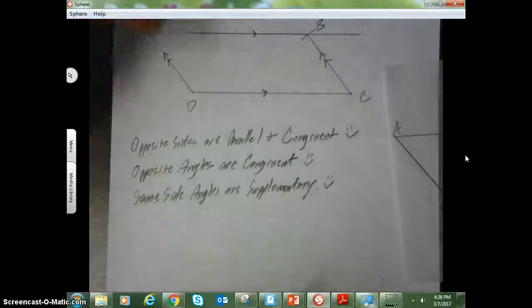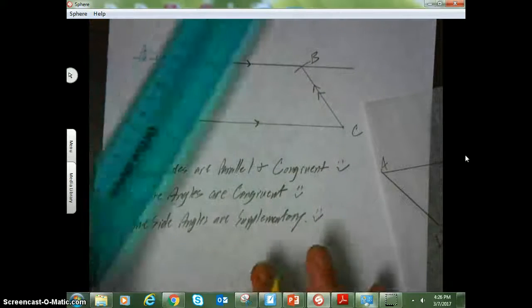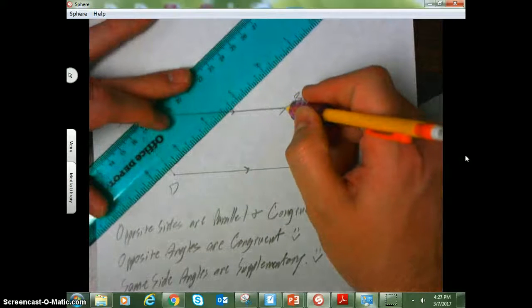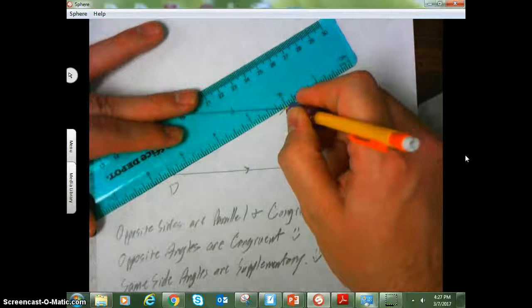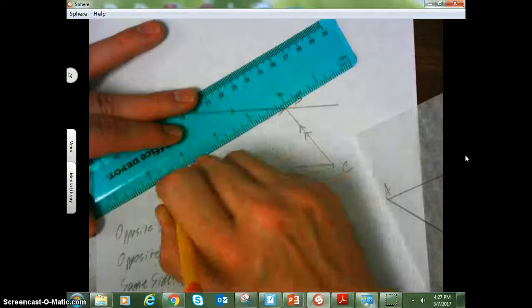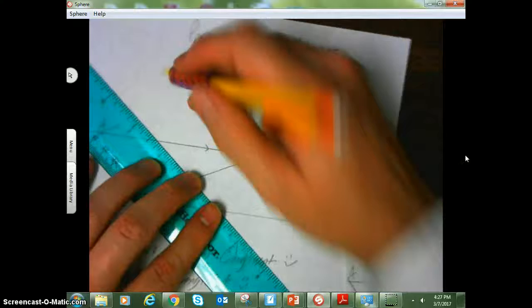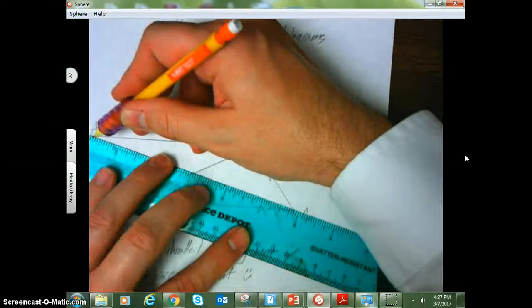Now there's one final thing that we're going to look at here, and this is going to require me to add some stuff to my figure. I'm going to draw in, or construct, however you want to think of it, the diagonals of the figure. So I'm going to draw in segment BD, and I'm going to draw in segment AC.